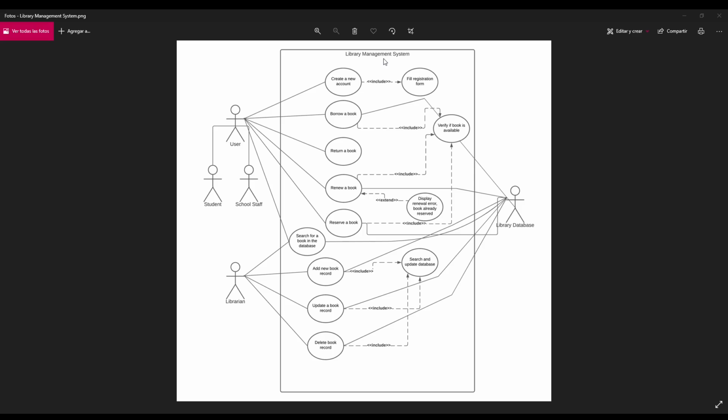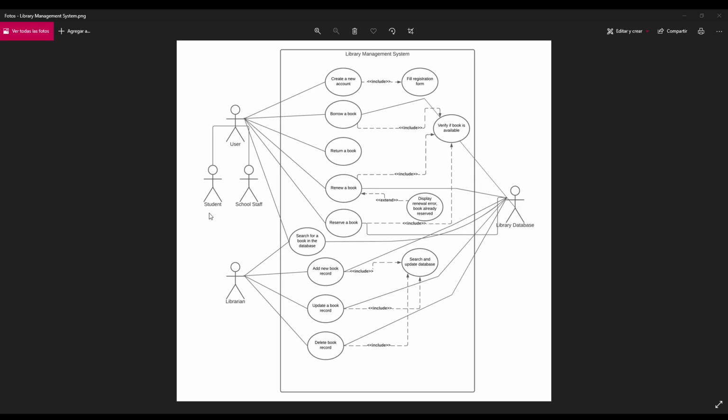We also have actors that are these stick figures. An actor is someone or something that uses the system to achieve a goal. We also have the use cases that are represented in these oval figures, and the actors interact with the use cases. We can have actors both on the left side and the right side. The difference is that the left side is for primary actors and the right side is for secondary actors.